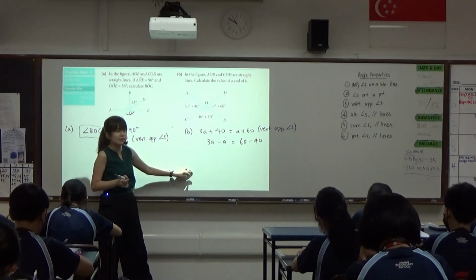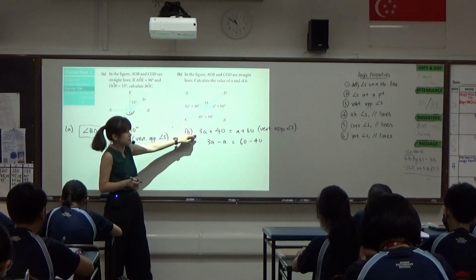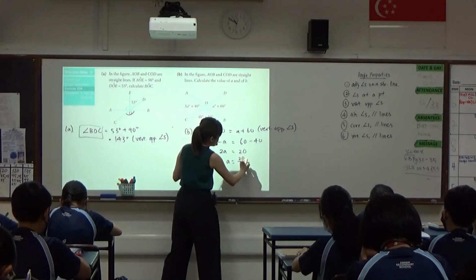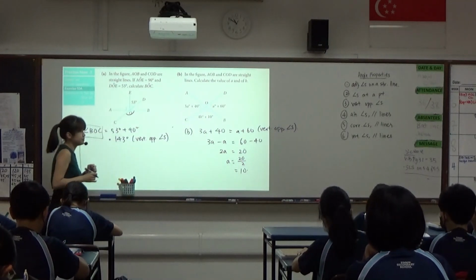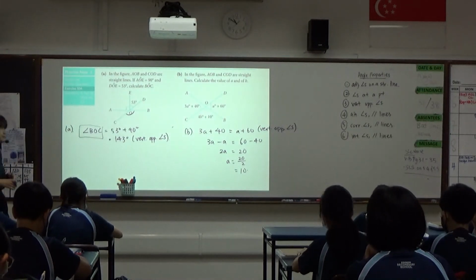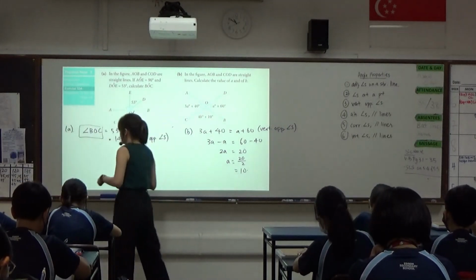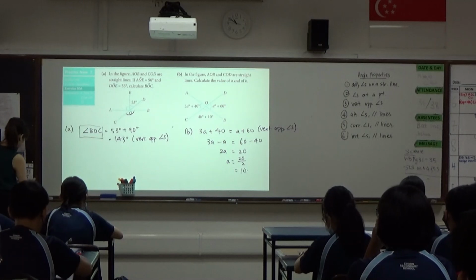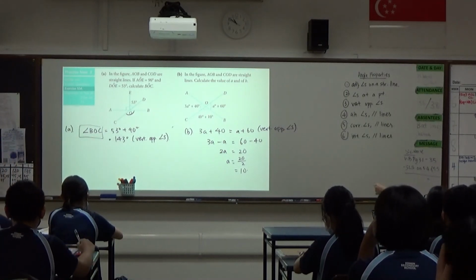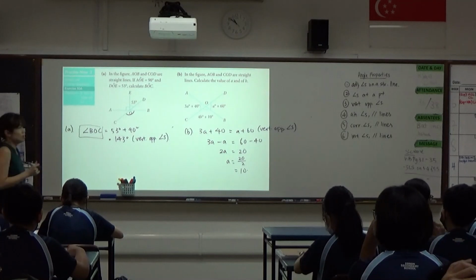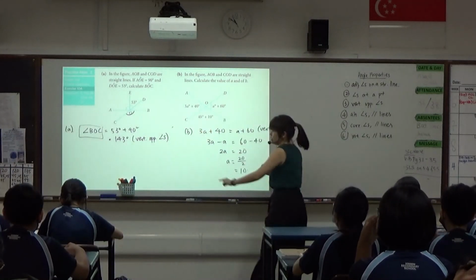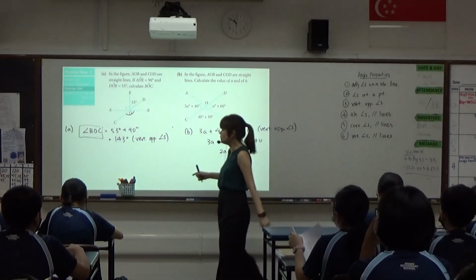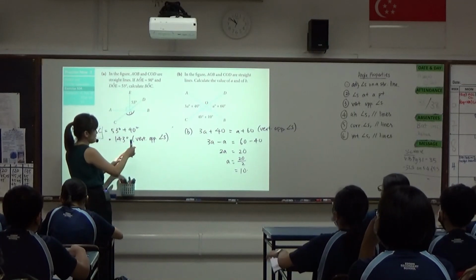The subsequent steps don't need any reason because we've already written out the first line. So we get 2A equals 20 and A equals 10. Okay, so A equals 10. Any questions? Good. Now I want to find B. How do you think we can find the value of B? I already know what A is. So how can we find B?